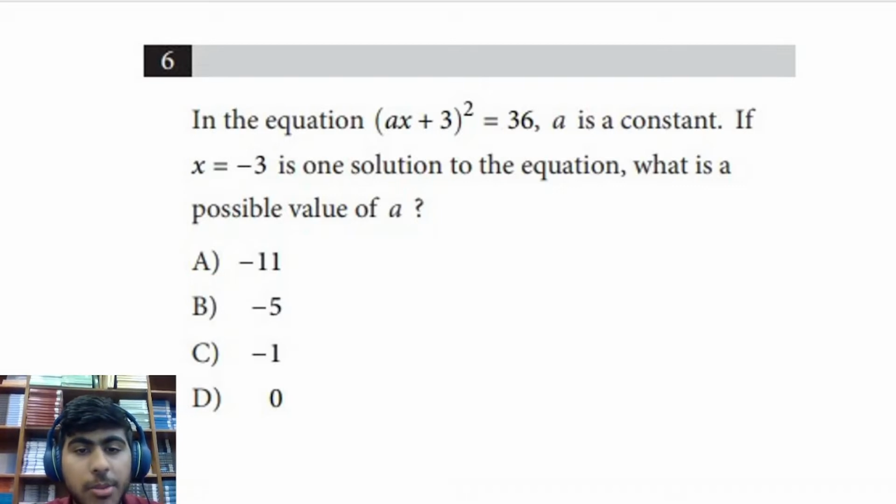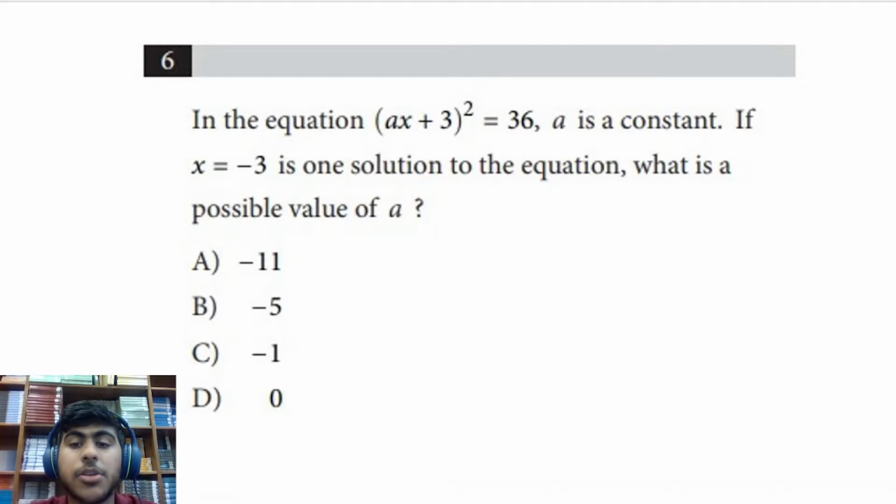So we're going to start on number 6. We're told that in the equation (ax squared plus ax plus 3) all squared equals 36, a is a constant, and we're told that if x equals negative 3 is one solution to the equation, what is a possible value of a?